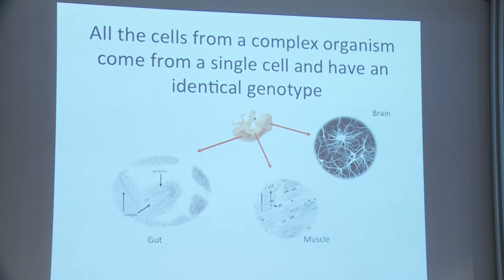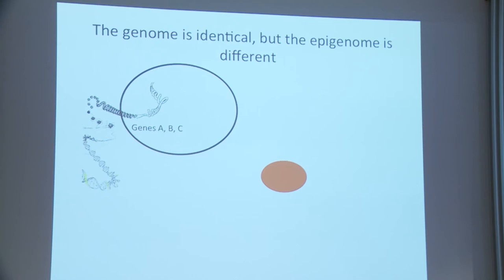So if we come back to the question of the cells which come from a single cell and have an identical phenotype, actually the difference is, at least in large part, due to the epigenome, because their epigenome is different. So if you take a stem cell, for example, you will have the genes A, B, and C, which are methylated, etc., and compacted. Whereas if you take its daughter cell, it's the other genes that will be methylated, compacted, etc. So the pattern of genes which are open and the pattern of genes which are closed are different between these two cells.